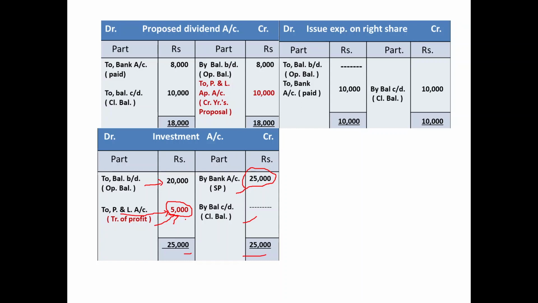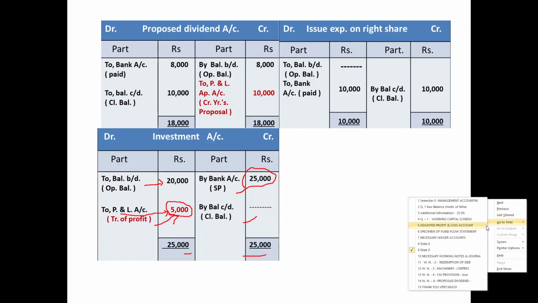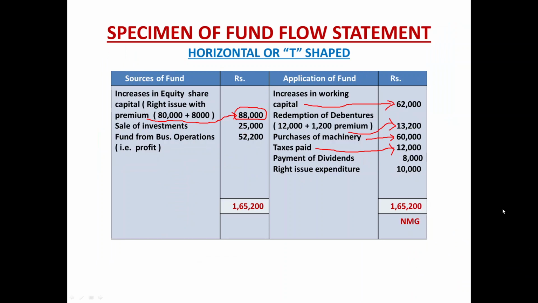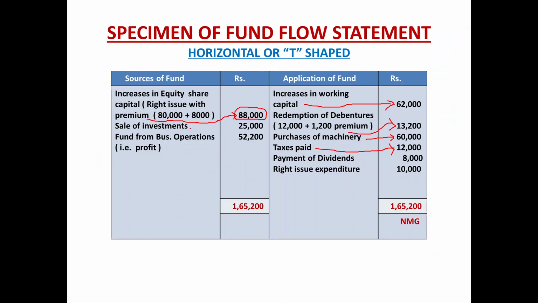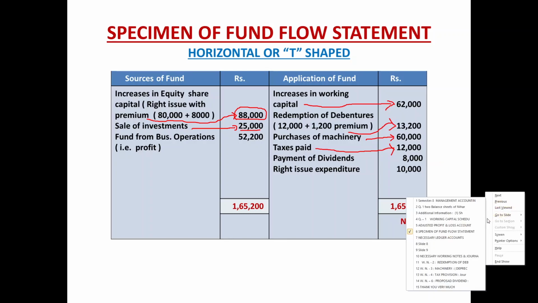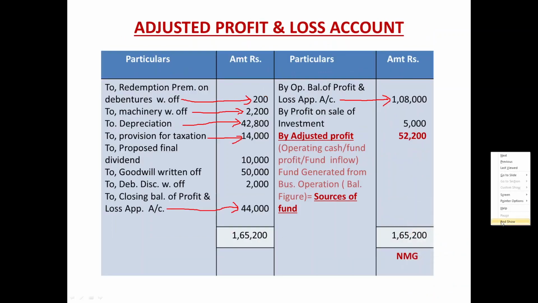This type of transaction happens once in a year. So being a non-operating item, it should be adjusted in the current year's profit by giving the reverse impact. Let us give the impact in the fund flow statement first. Selling of investment 25,000, it indicates sources or receipt of fund, 25,000. Then adjusted profit and loss account for the impact of that profit.